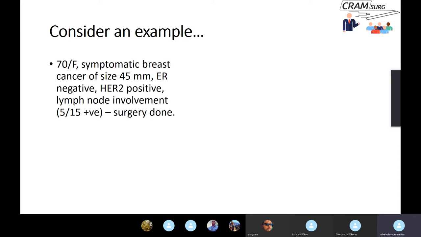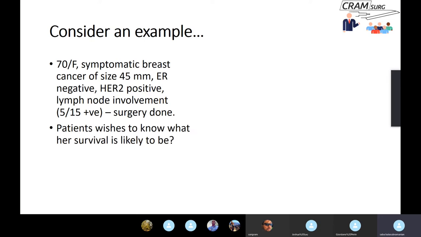Bear in mind that I'm not a breast surgeon, so don't ask me any more questions about the details of the case. But based on this example, if the patient wishes to know what survival is likely to be, you've got a lot of very useful online calculators that make use of this kind of information and give you an estimate of survival. They can provide estimates on a number of outcomes, but let's just focus on survival.